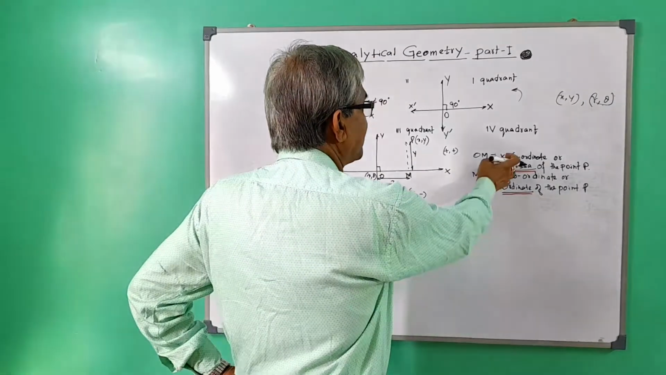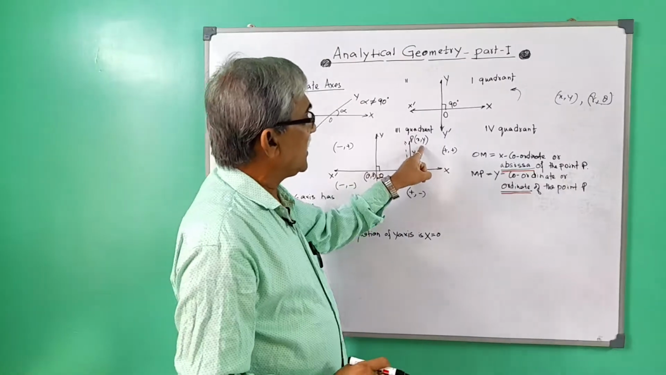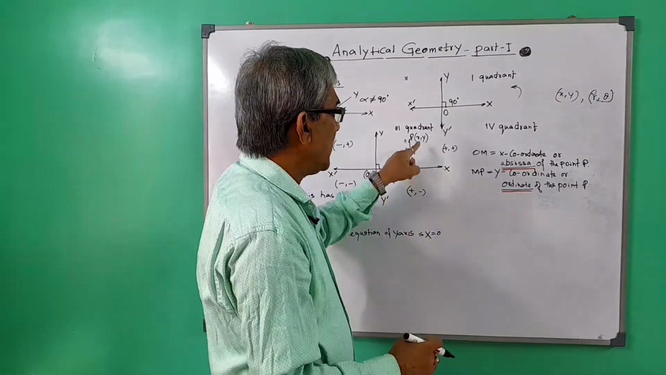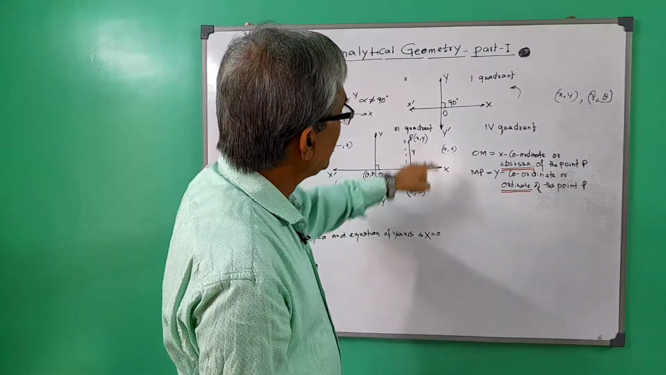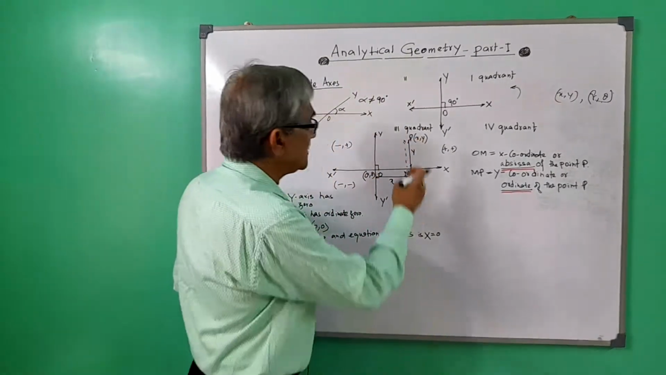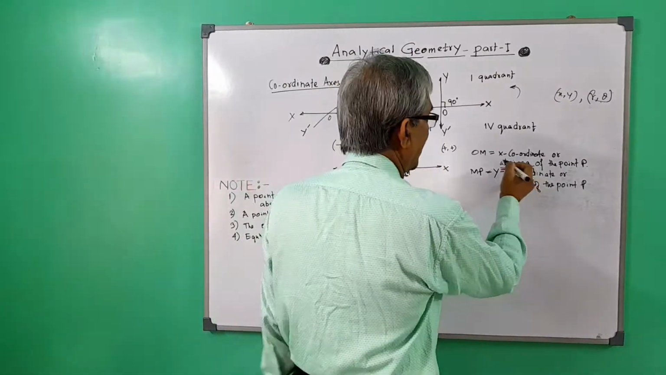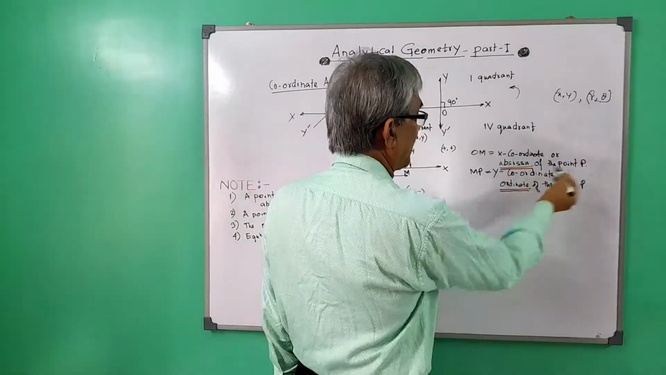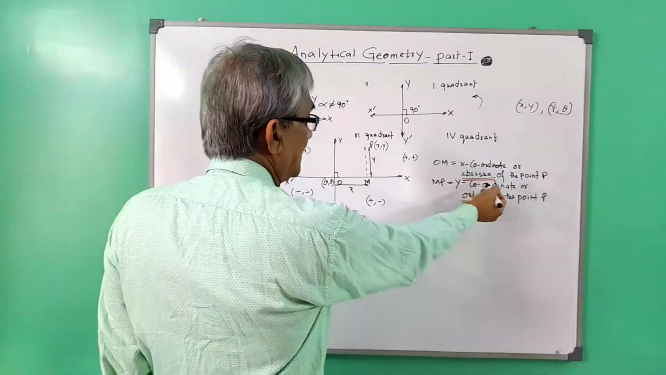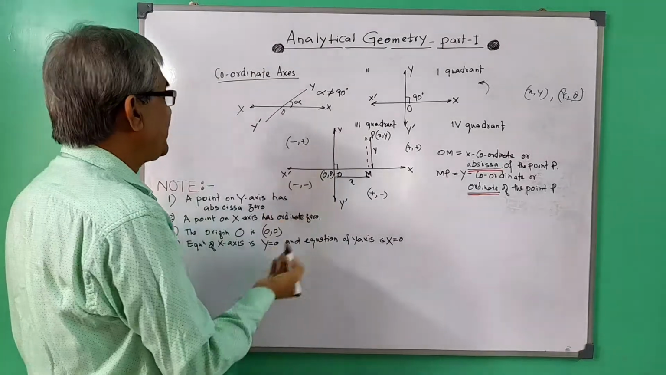Take for example, we have taken a point P, whose coordinates are (x, y). This is an ordered pair. You cannot distort it. x stands for the abscissa and y for the ordinate. Here you see, if we drop a perpendicular PM onto the x-axis, then this length OM is said to be the x coordinate or abscissa of the point P, and MP is the y coordinate, or we call it the ordinate of the point P.